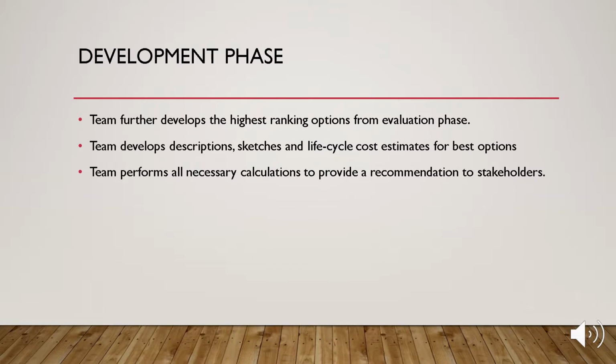Now, once you've completed the evaluation phase, you can move on to the development phase. In the development phase, the team further develops the highest ranking options from the evaluation phase. And this means developing 3, 4, it depends on the project obviously, but more than one option. The team develops descriptions, sketches, and life cycle cost estimates for the best options. The team performs all necessary calculations to provide a recommendation to the stakeholders. And a recommendation does not mean presenting them with one option. It means presenting them with multiple options. It means you have to develop multiple options in this phase.